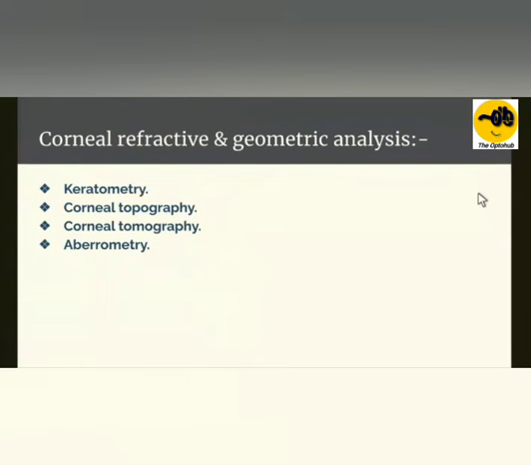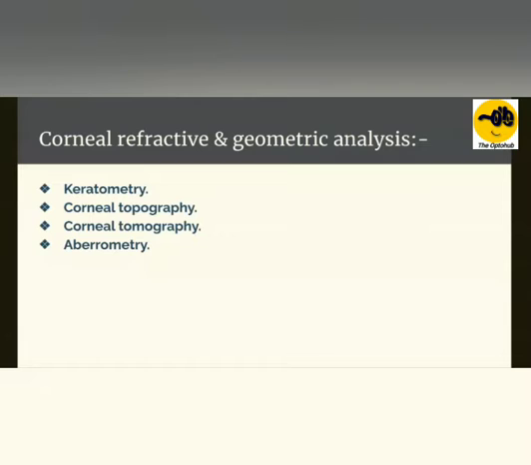So, how can a cornea be analyzed? What are the few things that you can analyze regarding a cornea? First, you can do a refractive analysis of the cornea. Second, you can do a geometric analysis of the cornea. What do we mean by refractive analysis? Refractive analysis is mostly tied to the astigmatism part: how the cornea is refracting light. Because it is the first surface that refracts the light, we need to have a very good idea about that. The second would be the geometry.